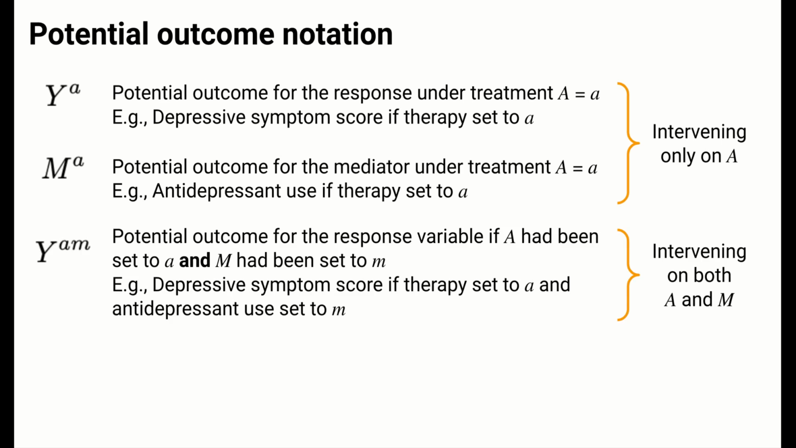We can also define Y^{a,m}, the potential outcome for the outcome variable Y, if both treatment A and mediator M were intervened upon. Here, this is the depressive symptom score that would result if counseling therapy had been set to A equals 0 or 1, and antidepressant use had been set to M equals 0 or 1 for everyone. So using this potential outcome notation, we can define different direct and indirect effects of interest precisely.